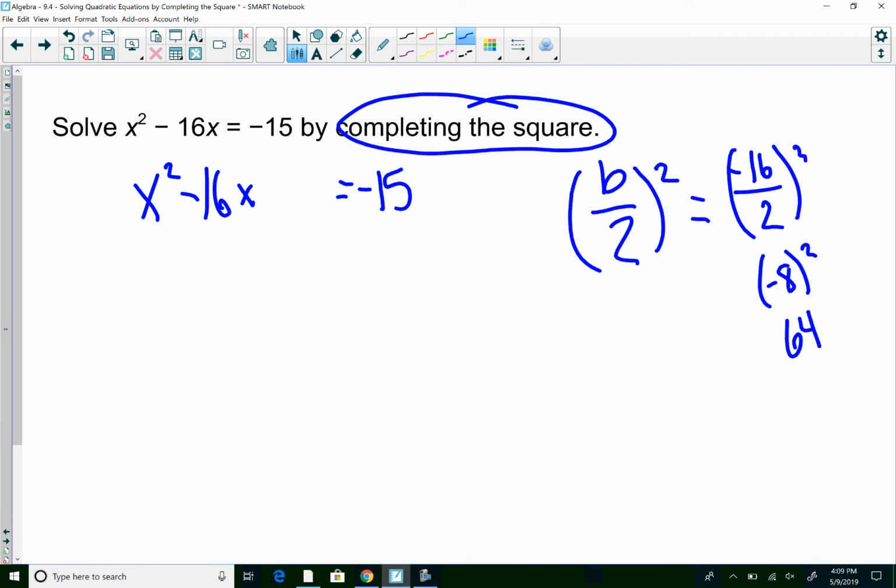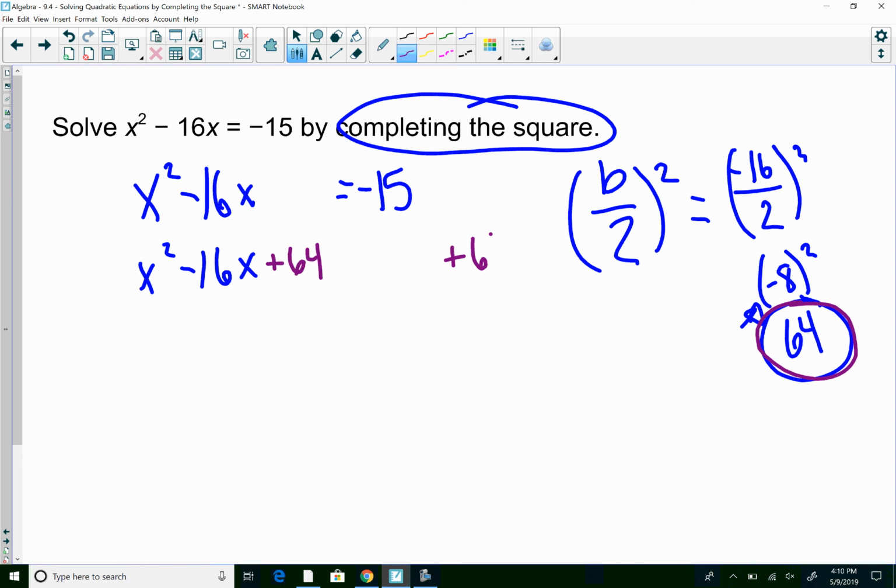Now, this is a really, really important piece for us, you guys. You have to take this 64 and you have to add it. So here's x squared minus 16x. You are going to take this 64, and you know what? I'm going to do it in a different color just so we make sure that we've got this. When you add it to one side, you have to add it to the other side as well. You have to keep that equation balanced, right? This equation, this equal sign, means balance.